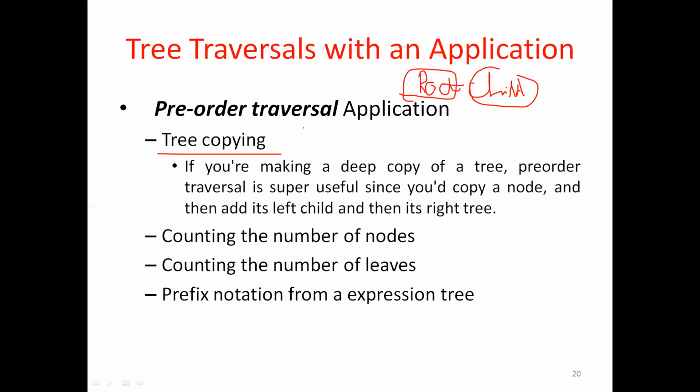If you want to create another exact copy of the tree, you can use pre-order traversal. So why are we using pre-order for copying a tree? Because pre-order processes the root node first, then the child nodes. For copying a tree, we are using pre-order traversal. Then if you want to count the number of nodes in the tree, you can use traversal like pre-order for that application.